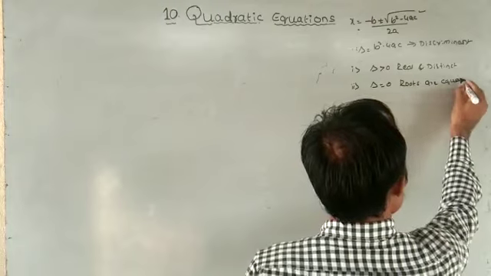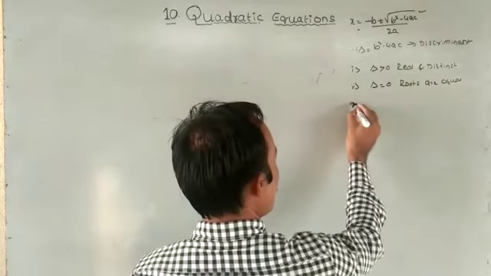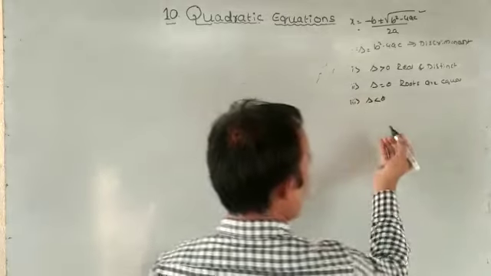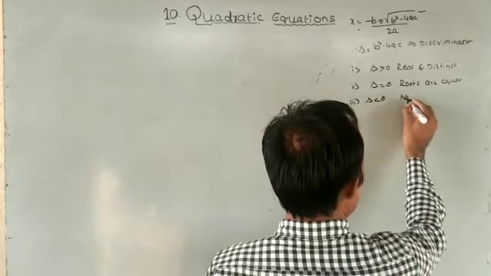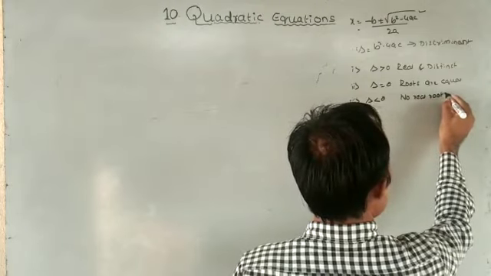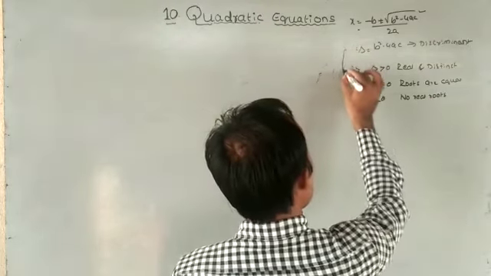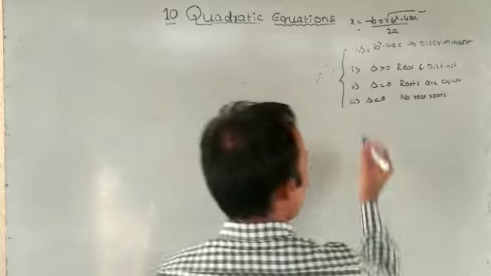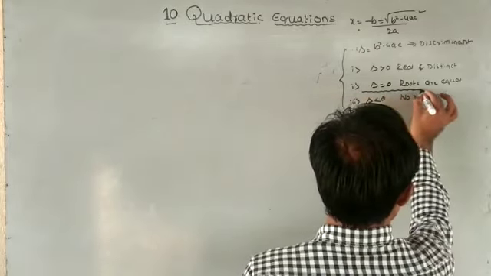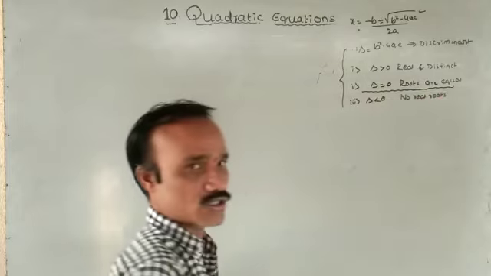We observed this in the last class. Number 3, delta is less than 0, no real roots. So these are the three very important conditions or cases. Among these three, the middle one is especially very important. Definitely we get one question on this.